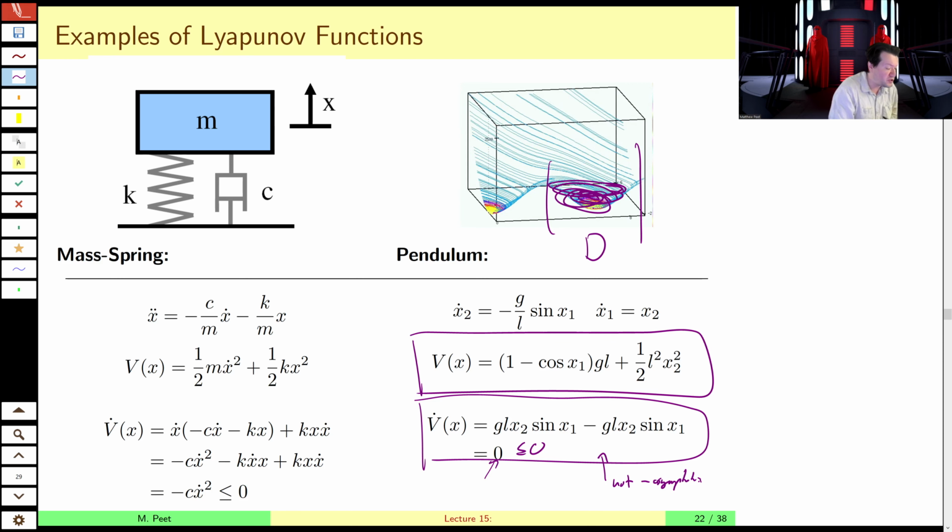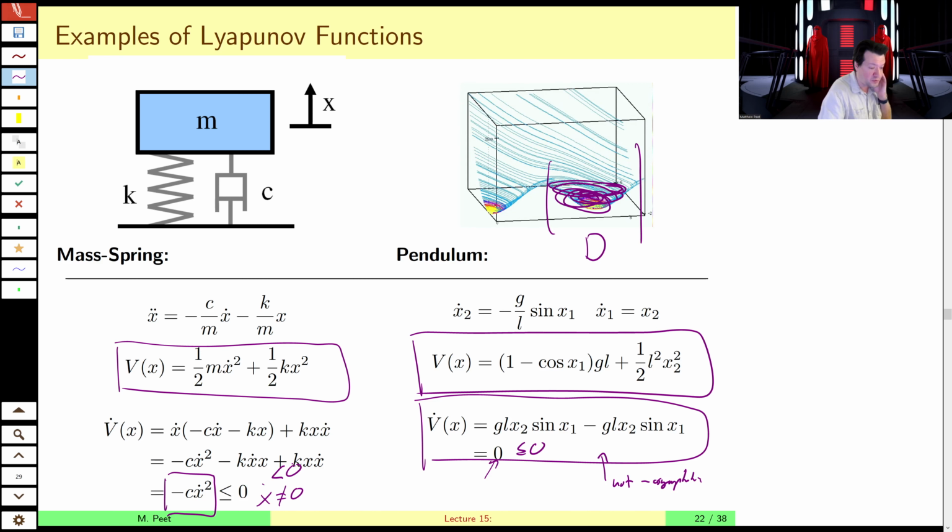In the mass spring, of course, we have damping, so we should be able to get something stronger. And in this case, we propose the obvious kinetic and potential energy Lyapunov function. We take its derivative, and it's less than negative c x dot squared, which is strictly less than 0 for x dot not equal to 0. So this one proves Lyapunov stability, and this one proves asymptotic stability. This one is local, this one is global.